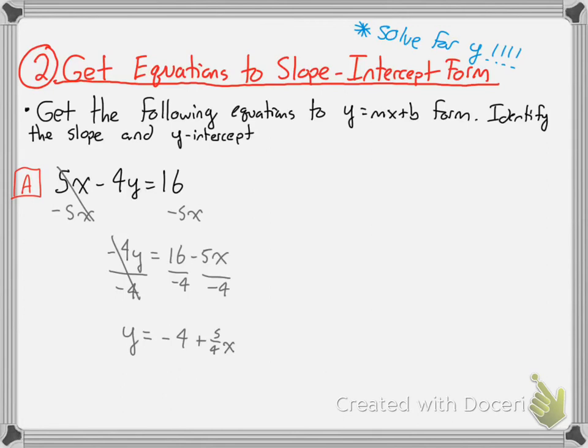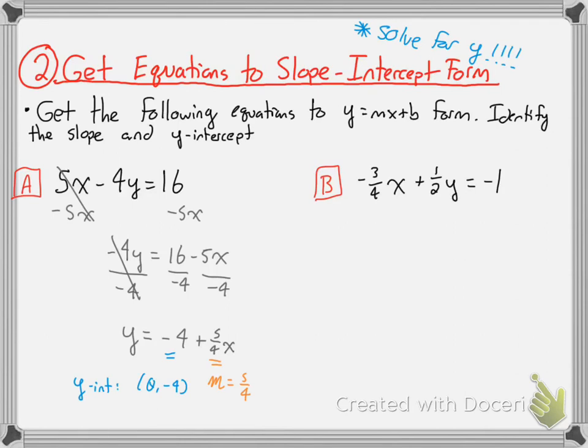So from here, now that I'm in slope-intercept form, I can easily tell that my slope is up 5 over 4, and my y-intercept is (0, -4). One more equation working with fractions. Now I have negative 3 over 4x plus 1 half y equals negative 1.